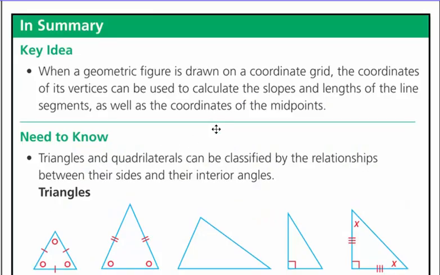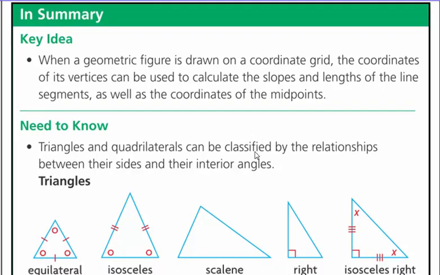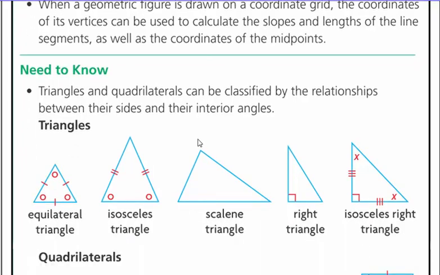And then just quickly a note here in summary, when a geometric figure is drawn on a coordinate grid, the coordinates of the vertices can be used to calculate slopes and lengths of the line segments, as well as coordinates of midpoints if that's appropriate. So we did the slopes, we did the lengths, didn't have any midpoints in that question.